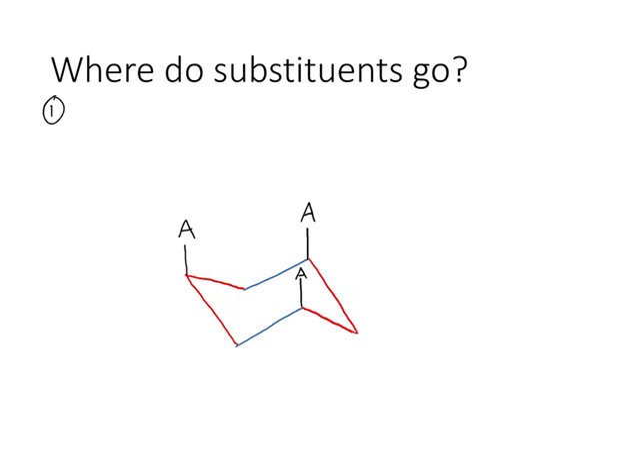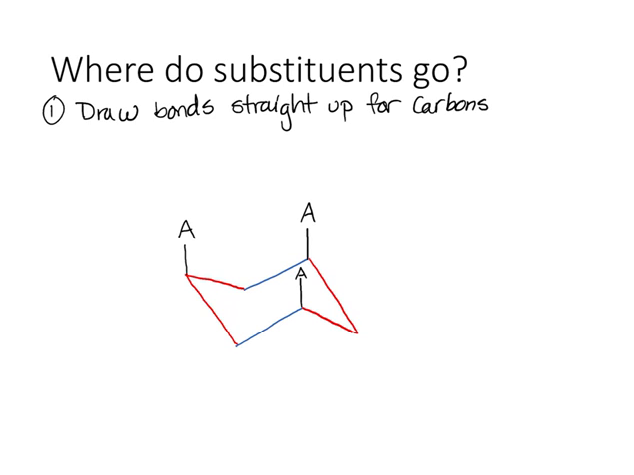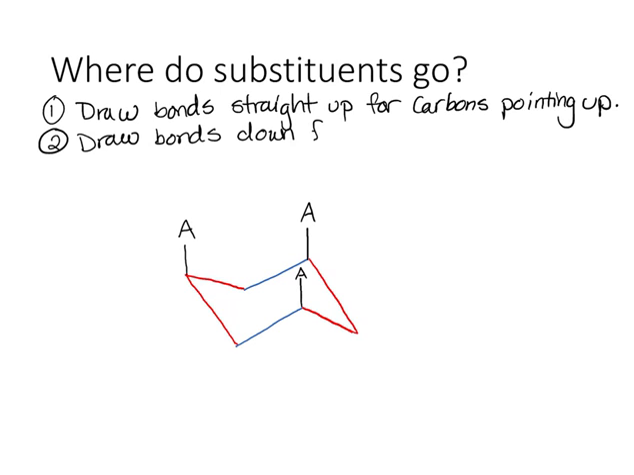Now you'll also notice that each of these carbons are one bond or two bonds apart from each other, so we're skipping every other carbon. Okay, so step one, draw bonds straight up for carbons pointing up. And then similarly, we're going to draw bonds down for carbons pointing down.